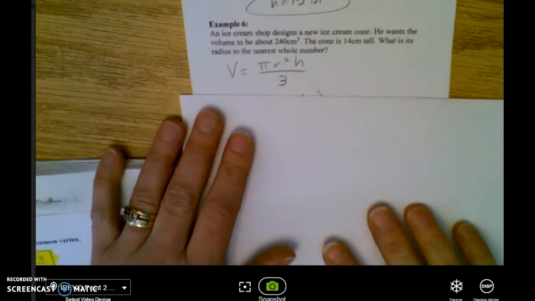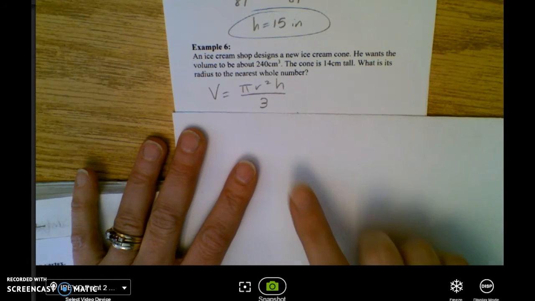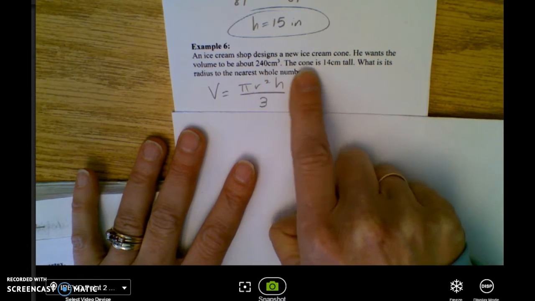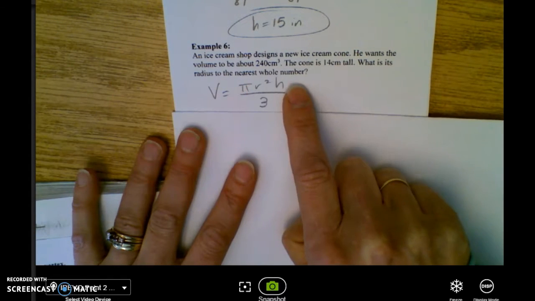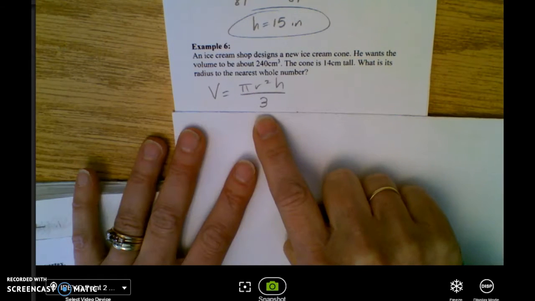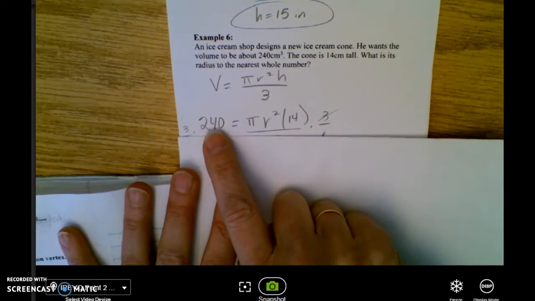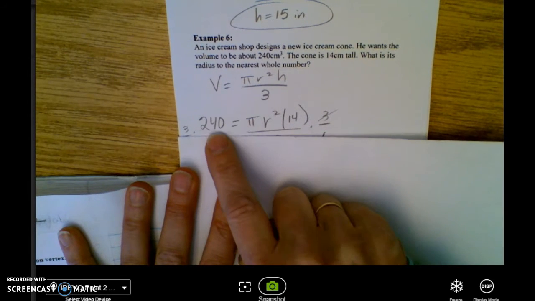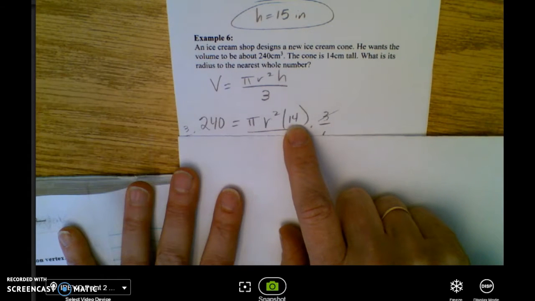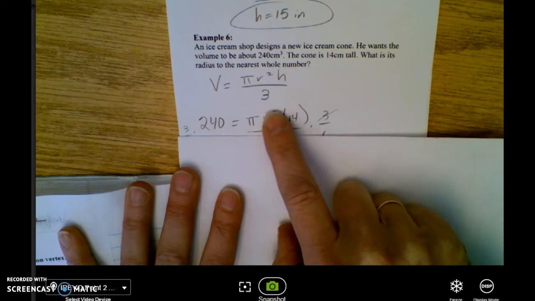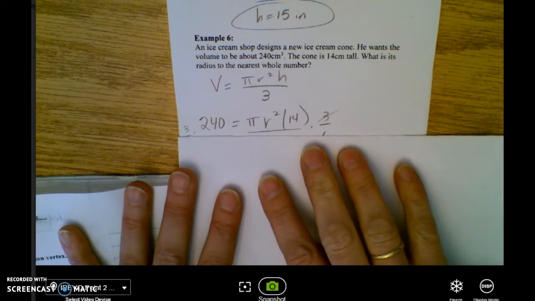Your last example is similar to number 5. You want the volume to be about 240 cubic centimeters. You know how tall the cone is this time, but you're looking for the radius. So again, we need to start out with a formula for the volume of a cone, and we need to plug in what we know. We know we want our answer for our volume to be about 240. We know that we have a height that's 14. What we don't know is what this radius is. So this time we're solving for r. R is our unknown variable.